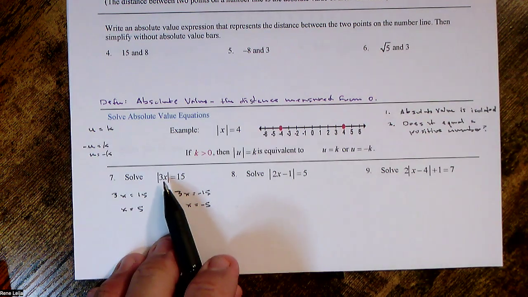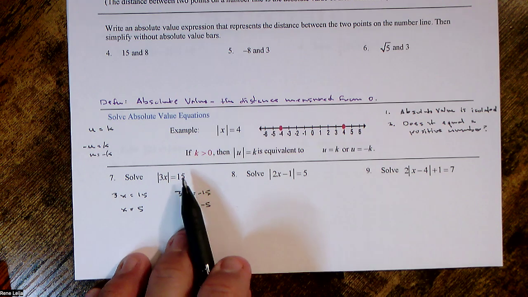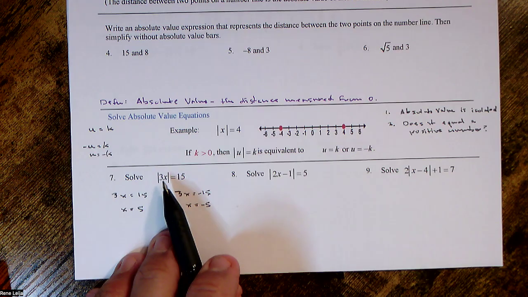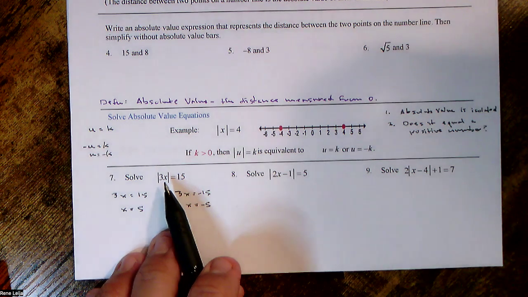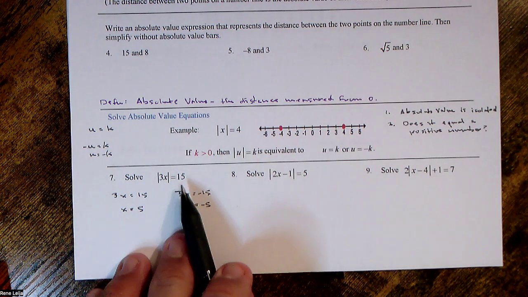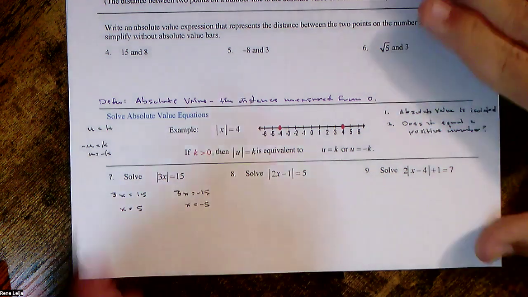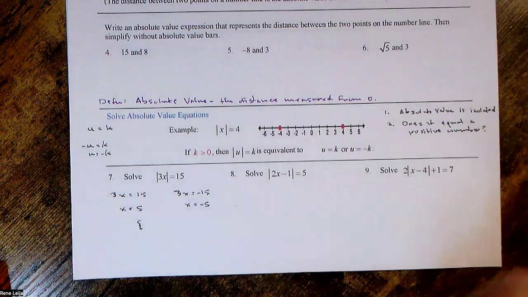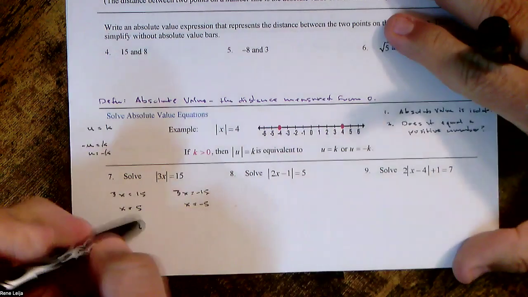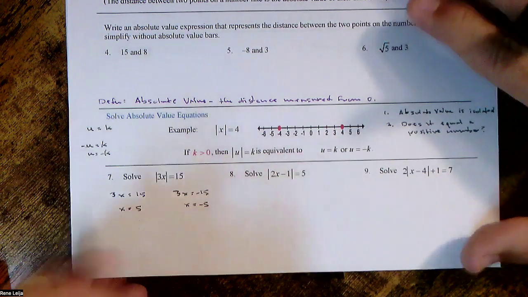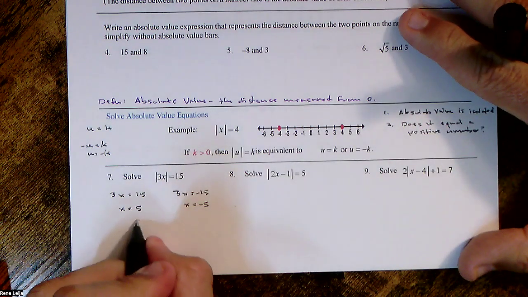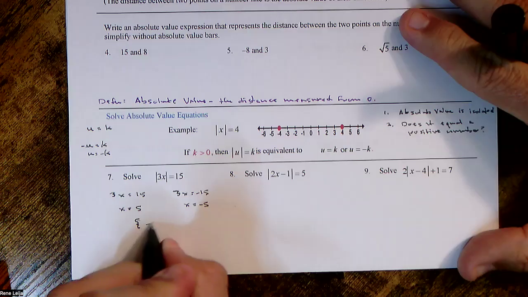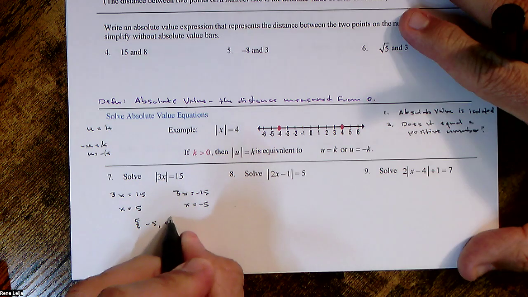Now let's plug it back in and check. 3 times 5 is 15. So the absolute value of 15 is always positive. So the absolute value of 15 is 15. 3 times negative 5 is negative 15. But when I take the absolute value, it always comes back positive. And so it does equal 15. Okay. So my two solutions, we're not going to write this in set notation where x is a set or the set of x such that x is blah, blah, blah. We're just going to write the answers. So our two answers would be negative 5 and 5.